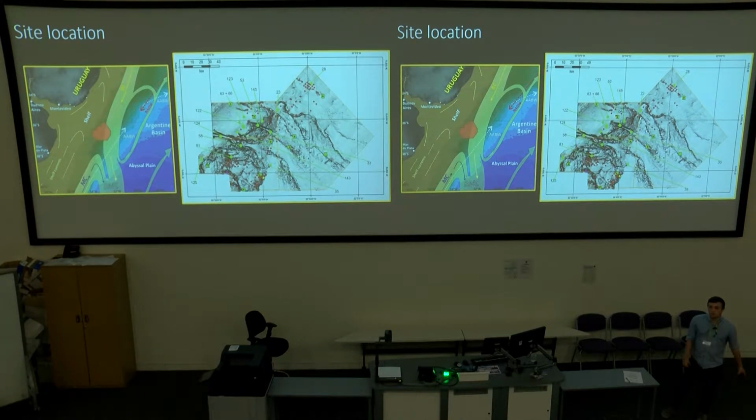These red dots are all the cores on the slope, and the green dots that I've highlighted are just the samples I've currently got at the moment. I'm hoping to get a lot more as we go on. So those are core top samples, I should say.